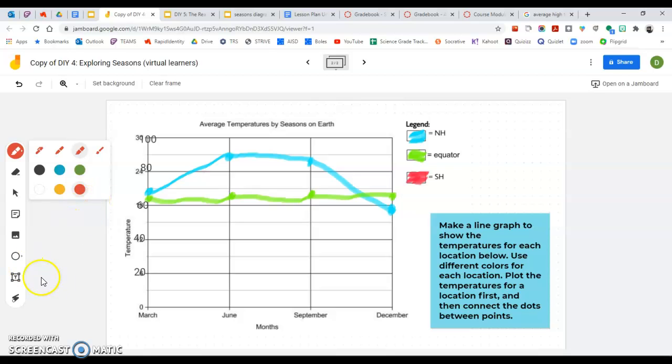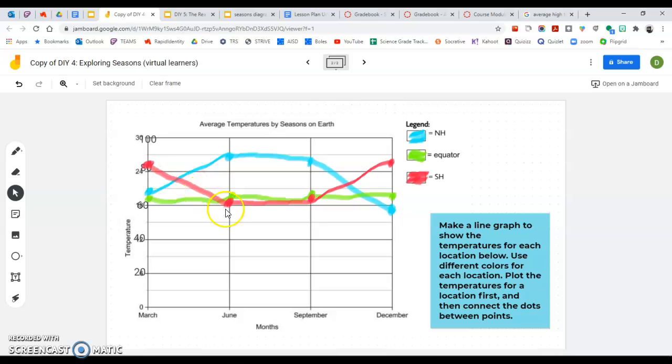Now let's look at the southern hemisphere. Average high 82 in March, which seems pretty high for March, and then 61 in June, so we're getting a cool down, 67 for September, and then back up to 84 in December. When we connect these dots and look at these changes, if you compare the red line for the southern hemisphere and the blue line for the northern hemisphere, they're like mirror images. That indicates that the seasons are opposite in the different hemispheres.